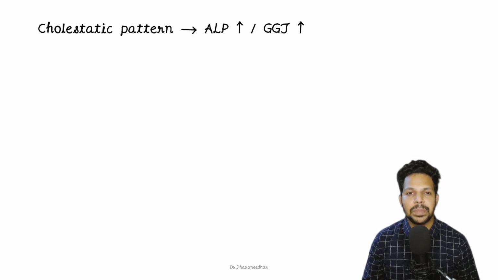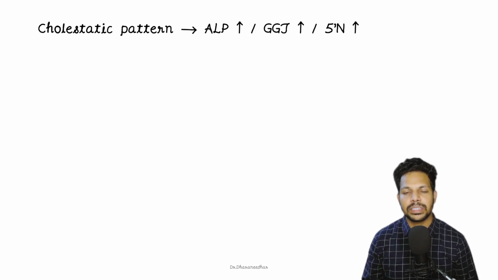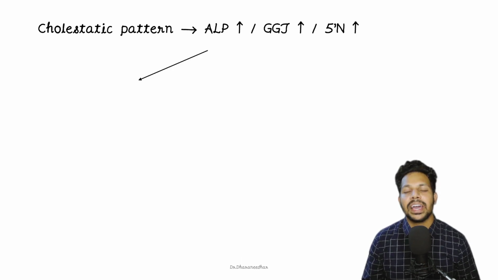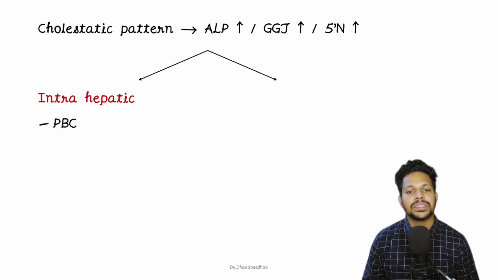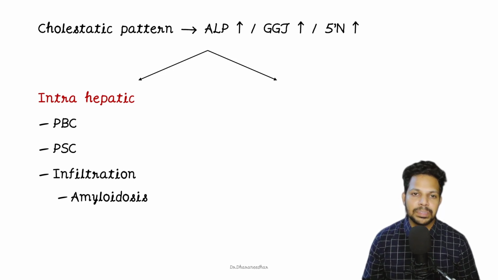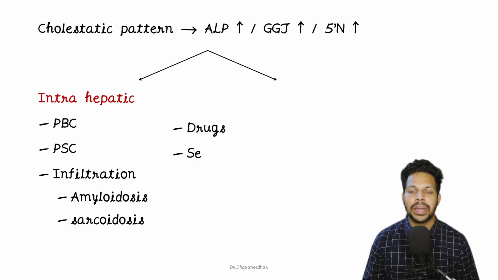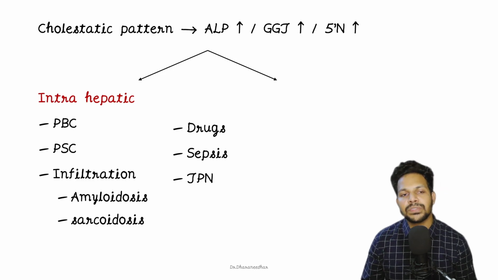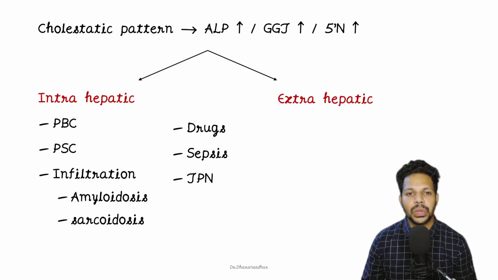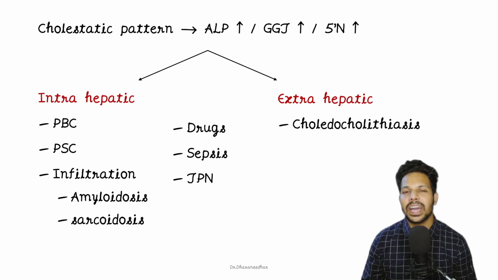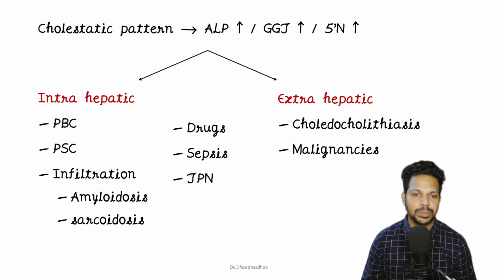Now we are aware that in the cholestatic pattern, we have elevation in ALP, GGT and 5-nucleotidase. Let's look at the causes here. So the cholestasis can be extrahepatic or intrahepatic. In the intrahepatic causes, we have primary biliary cirrhosis, primary sclerosing cholangitis, and infiltration with diseases like amyloidosis or sarcoidosis. And we have some drugs, sepsis, and total parenteral nutrition. These are the causes for the intrahepatic cholestasis. Some of the causes for the extrahepatic cholestasis are choledocholithiasis and malignancies like ampullary carcinoma or cholangiocarcinoma.